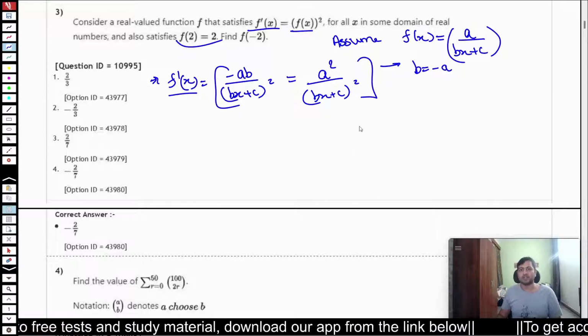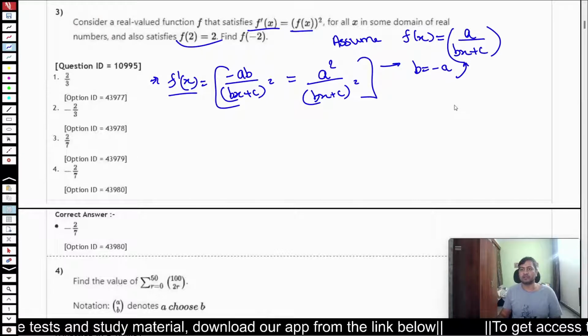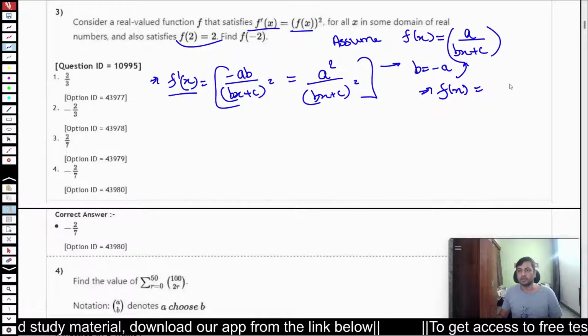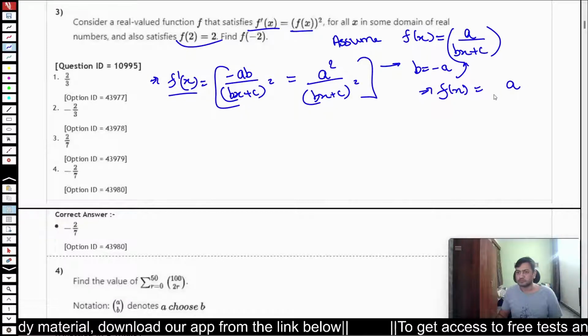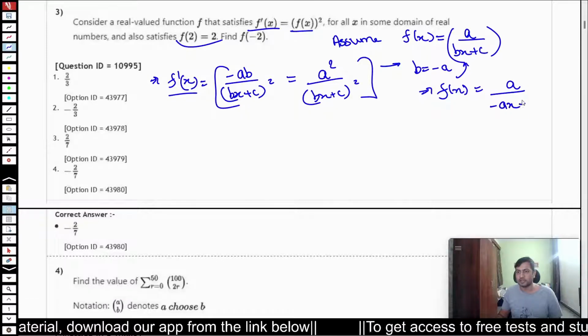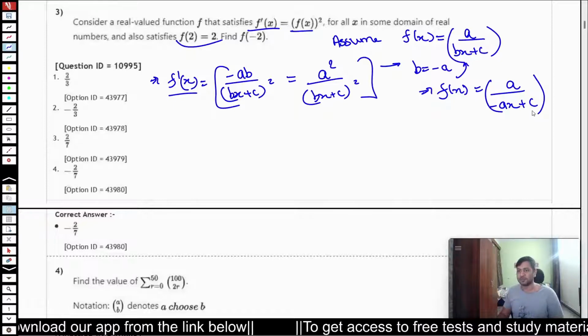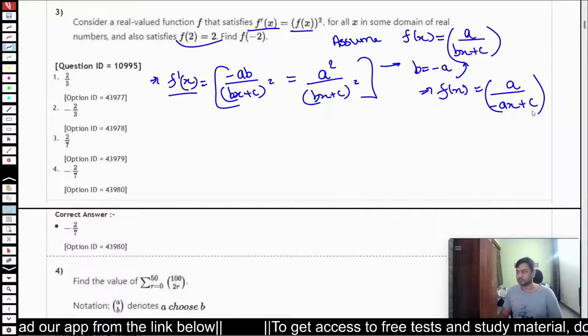ठीक है, so when I substitute that in the original function, I get f of x must be equal to a upon minus ax plus c. So this is the format. So अब बस दो unknowns बचे a and c. Okay.